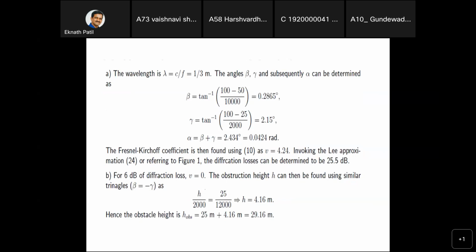So if the Fresnel-Kirchhoff coefficient V is 0, then in that particular case we can calculate the height. Hence the obstacle height h absolute is equal to 25 meter plus 4.16 meter, which is 29.16 meter.